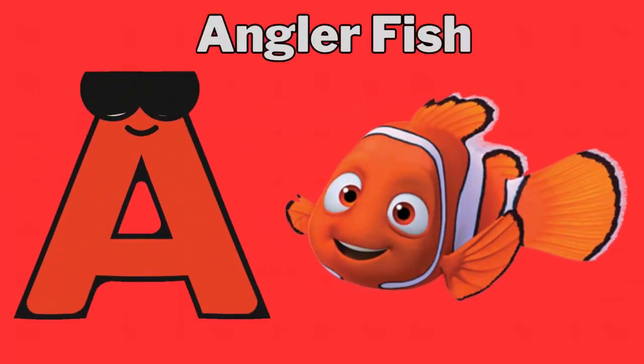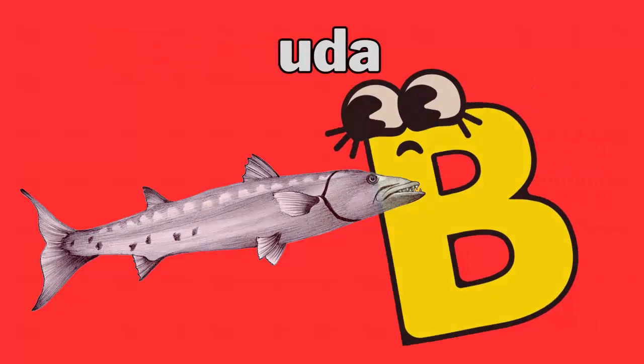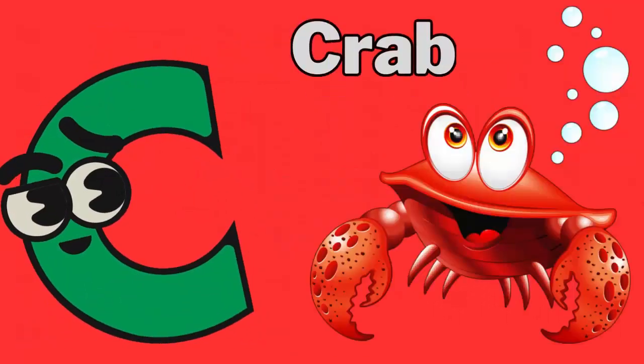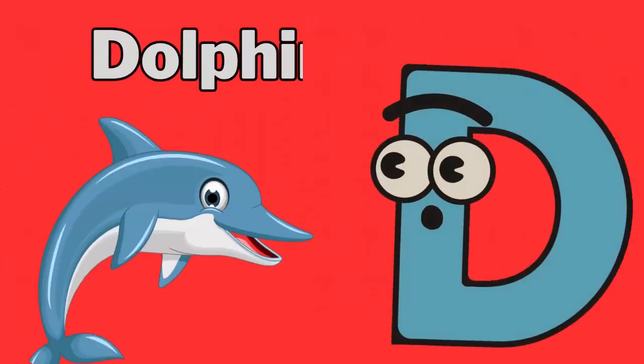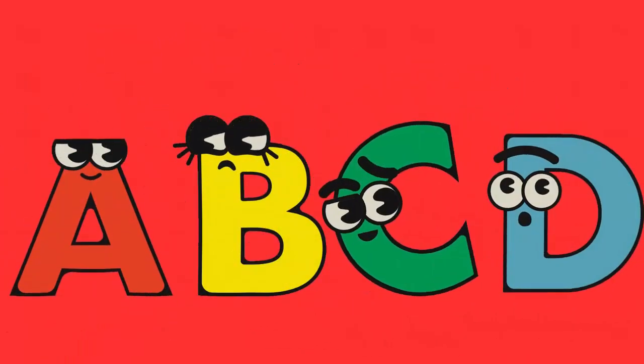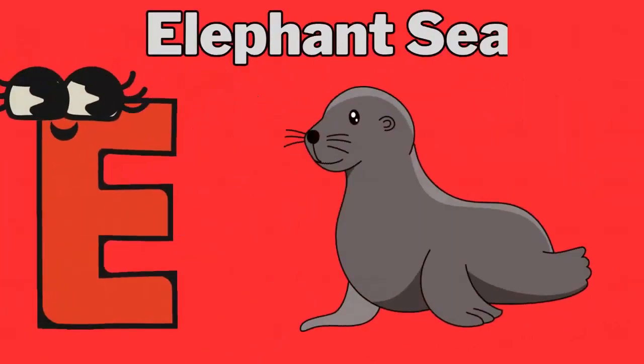A. A for anglerfish. B. B for barracuda. C. C for crab. D. D for dolphin. E. E for elephant seal.